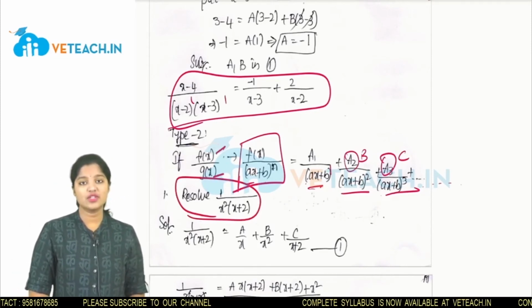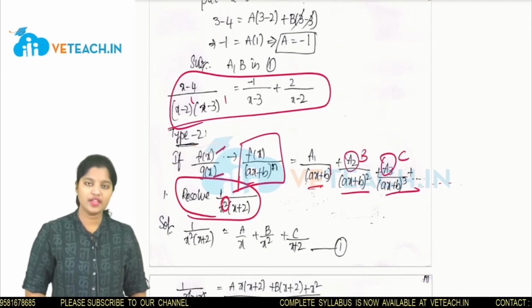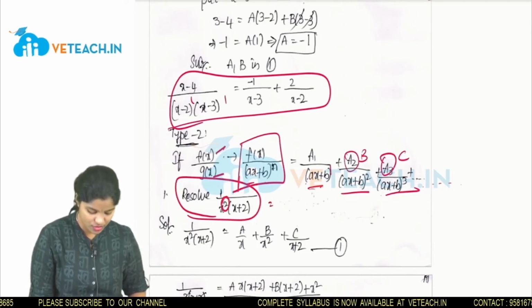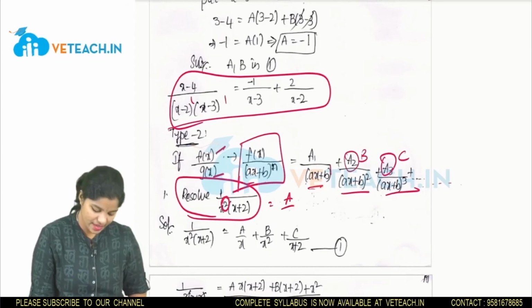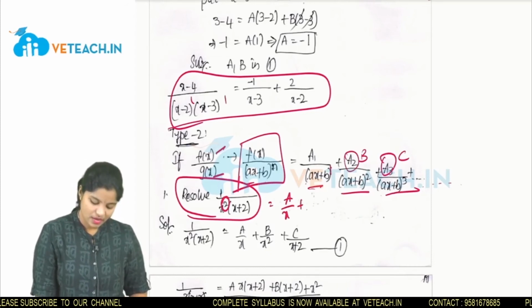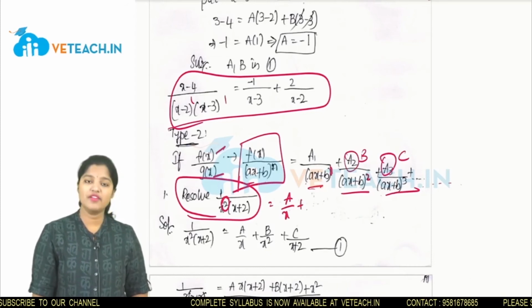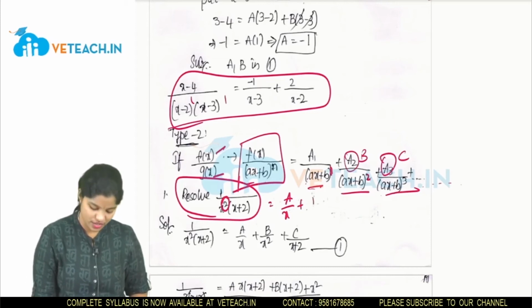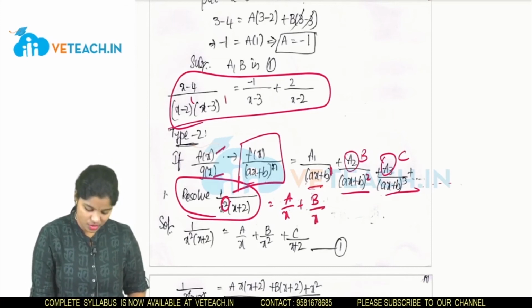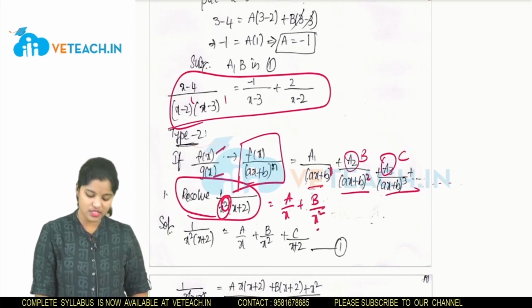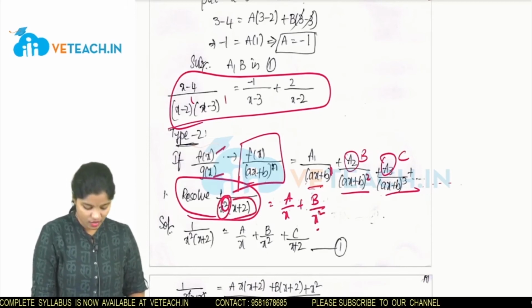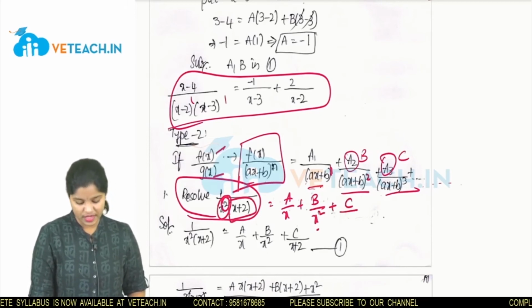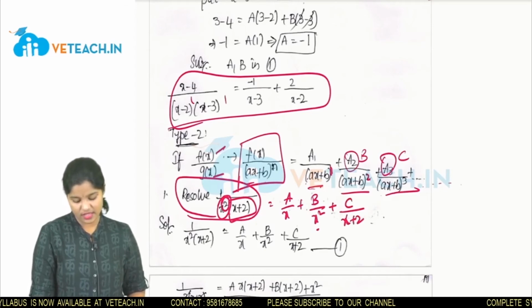Resolve it. So we have power 2 here. So what should you do? A by x plus, you should raise powers 1 by 1 until the given power is reached. So 1 plus 1, 2, x square. The term is obtained. So leave it there. And now write down for x plus 2. That is c by x plus 2.